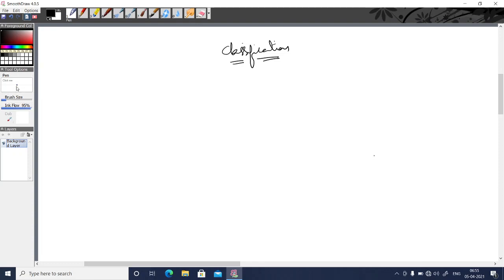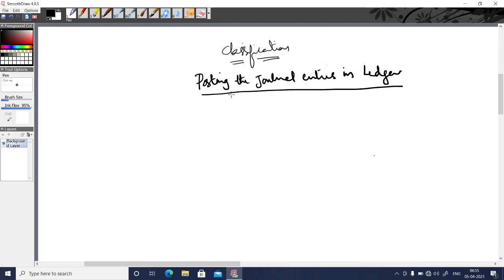Now we are going to learn about posting of journal entries into ledger accounts. This process is called classification. So the process of posting the journal entries: where am I going to post? I'm going to post in a book called the ledger. So the process of posting the journal entries in the ledger is called classification.